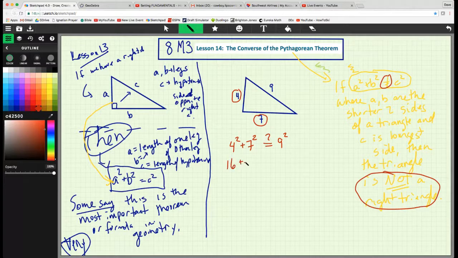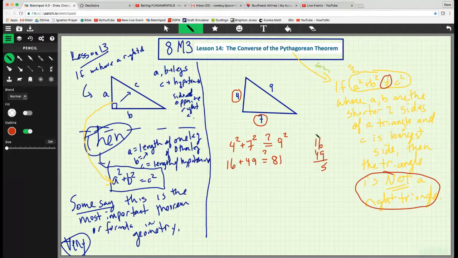Well, 16 plus 49, is that equal to 81? Well, 16 and 49, 5, 4, 95. Did I do that right? 5, 1. Oh, I can't believe I did that. Carry your 1, 65. So 65, is that equal to 81? No. 65 does not equal 81. So 4 squared plus 7 squared does not equal 9 squared.